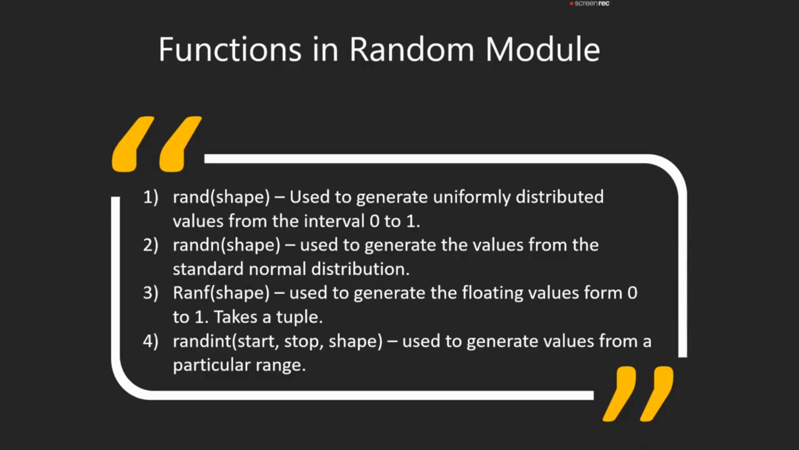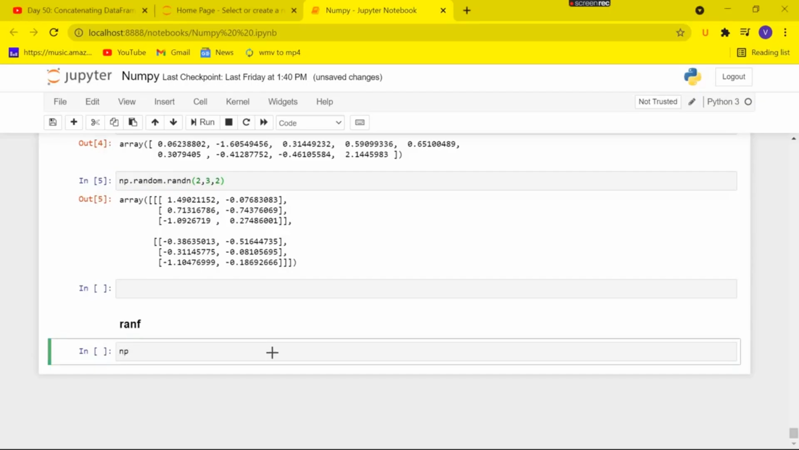And now let's move on to our third function, that is ranf. Our ranf function also takes a single parameter, that is the shape, and with the help of the ranf function we can generate floating values from 0 to 1. But there is a small difference between the ranf function and the rand function: the input value that we give to the rand function is not a tuple, whereas in the ranf function it is a tuple. So let me show you.